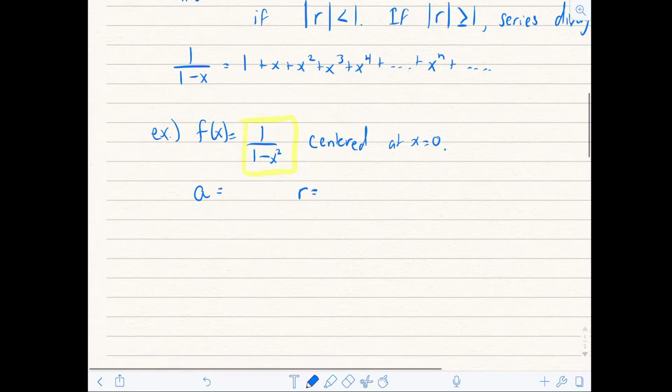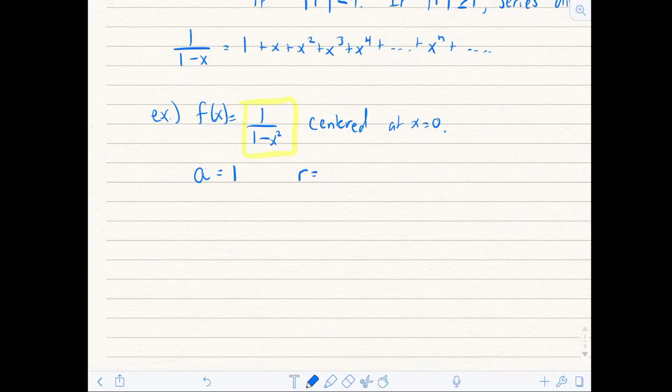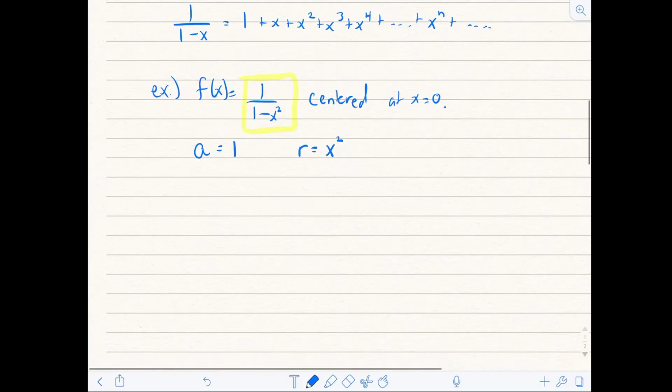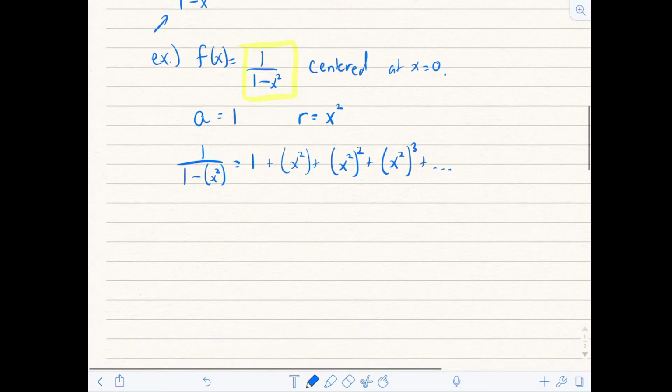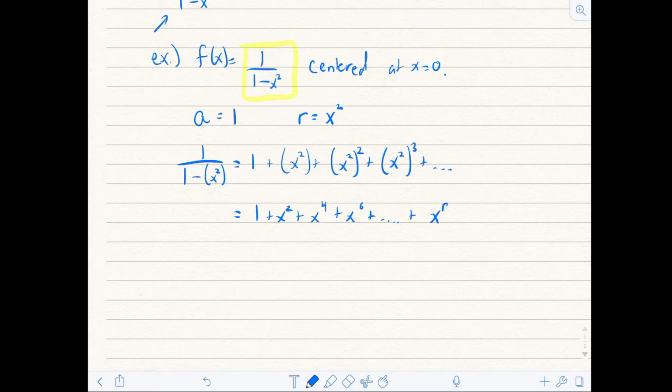So a sub 1 is going to just be 1, and r is actually going to be x squared. With the look of this, I can rewrite it similar to that. I'm going to write it as 1 over 1 minus x squared, and then that's going to be 1 plus (x squared) plus (x squared) to the second power plus (x squared) to the third power, and so on and so forth. Then I would rewrite this as 1 plus x squared plus x to the fourth plus x to the sixth plus dot dot dot, and then plus x to the 2n, and then plus dot dot dot.